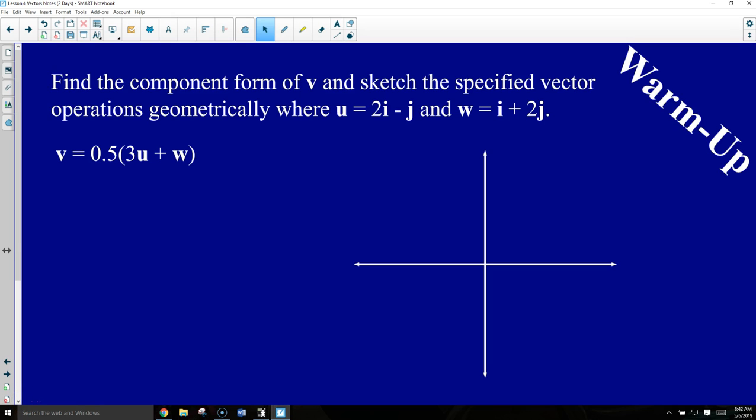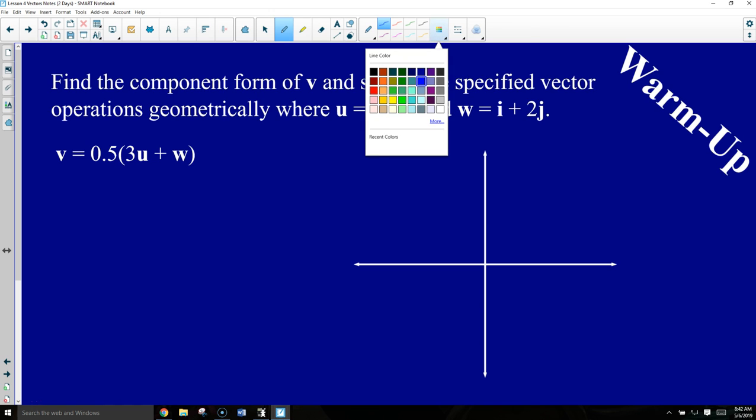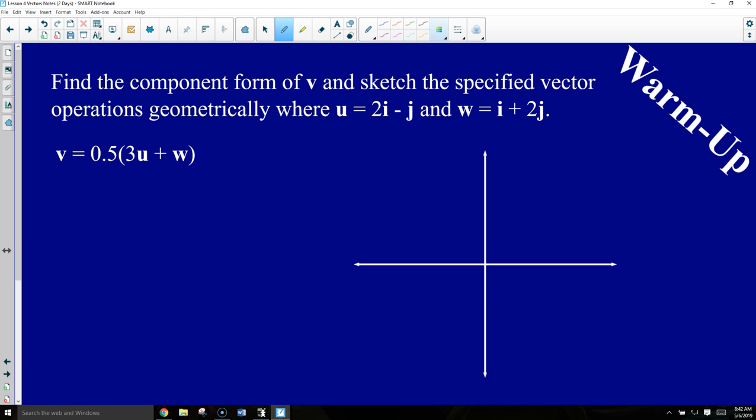So for today's warm-up, we want to find the component form of vector v and sketch the specified vector operations geometrically given vector u and vector w. So first thing we're going to do is plug in u and w into those two spots.